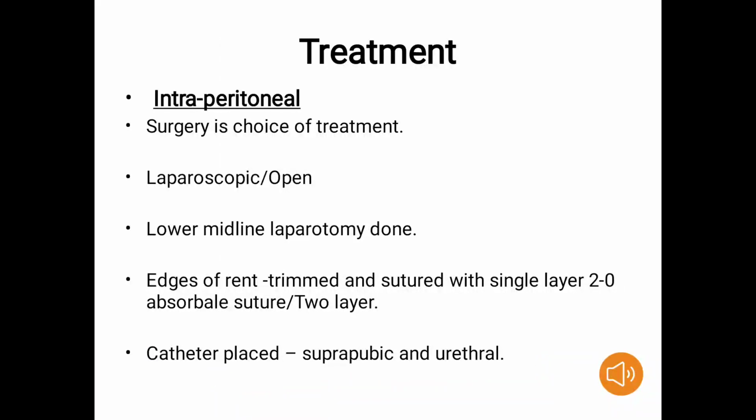Once you diagnose intraperitoneal bladder rupture, the treatment is surgery, which can be done either laparoscopically or open. In both methods, the idea is to identify the ruptured site and suture it with a single layer or two layers using absorbable sutures. While repairing the bladder, never use non-absorbable sutures, and a urethral and suprapubic catheter has to be placed.